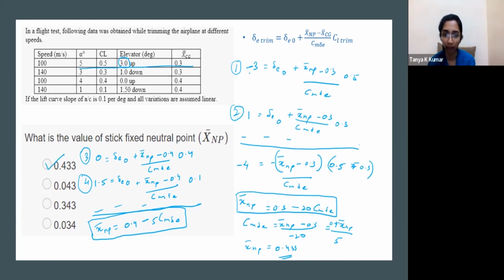So what we did is we plugged in the first set of values, second set of values, got two equations, solved them and got an equation for x̄_NP in terms of Cm delta E. Then we plugged in the third and fourth set of values, manipulated the equation, got an equation in terms of x̄_NP and Cm delta E. We used these two equations to solve for x̄_NP. That's how we got x̄_NP as 0.433.